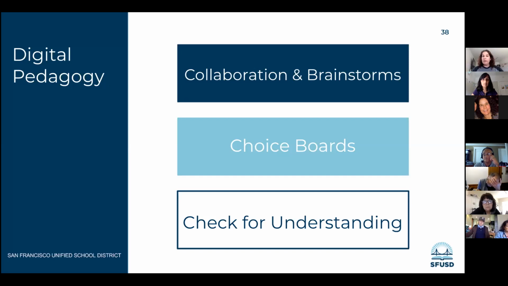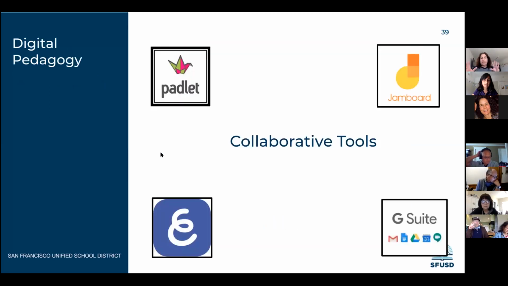After we've gotten those things down and we're starting to think about content and really delivering that content in rich, authentic ways and building rigor into it, we want to think about that graduate profile and how we are going to get some student choice in there, some collaboration, and some assessment. So first we're going to talk about collaboration. And I just wanted to talk quickly about some tools that you can use in our SFUSD approved apps.